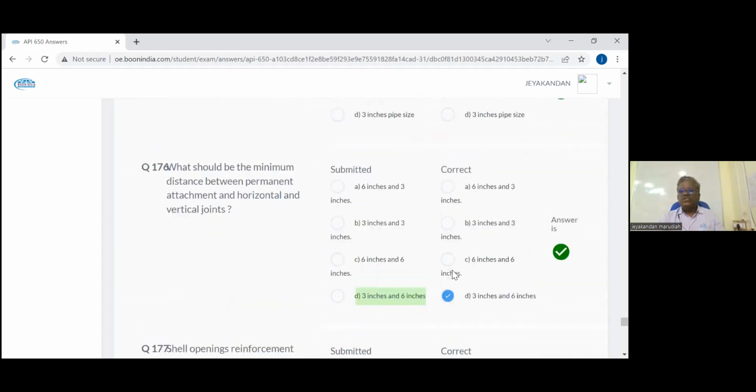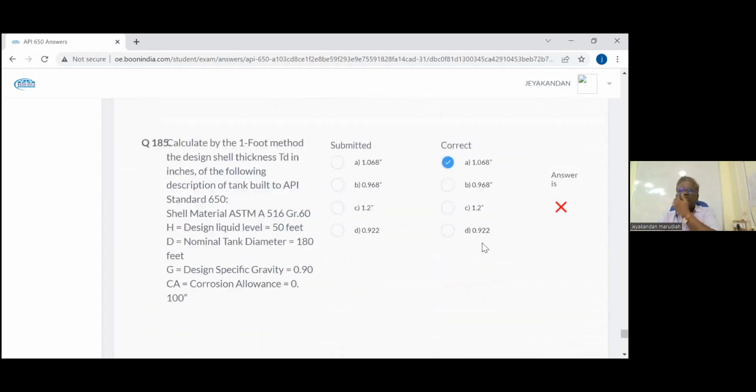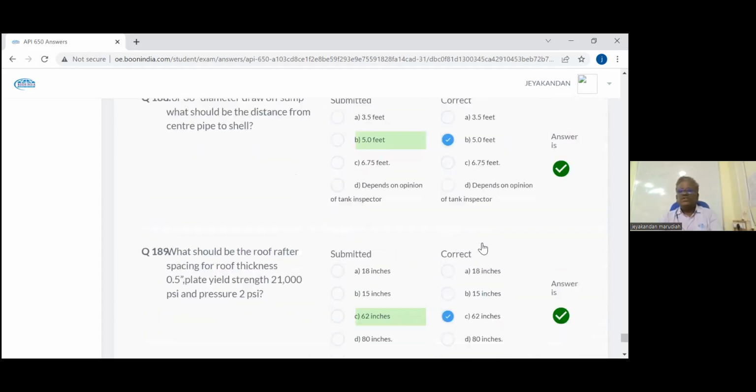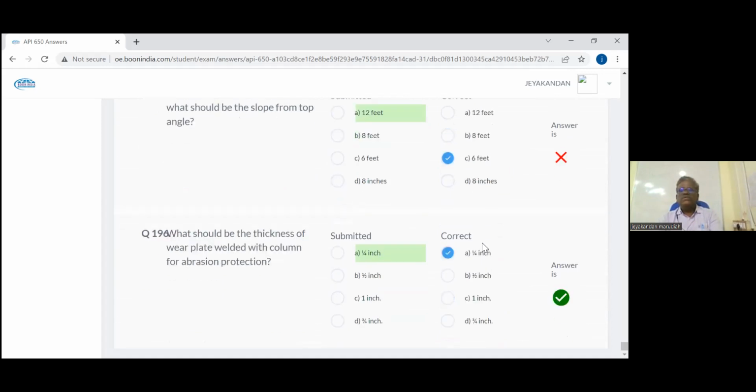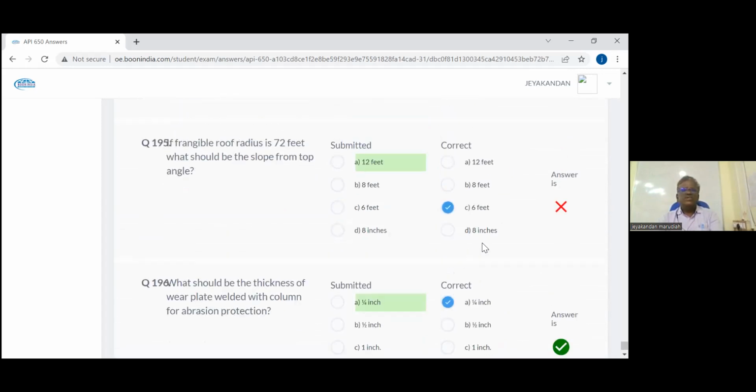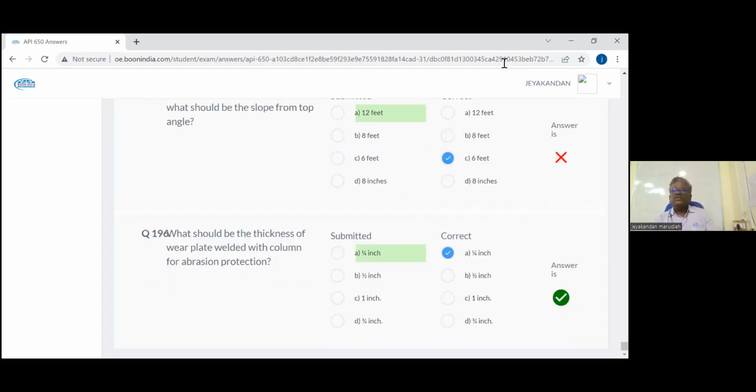These 2 calculations we skipped because we did them yesterday. This calculation we skipped actually. Then I think all this is submitted. For the frangible roof with radius 72 feet, what should be the slope? 2:12. There is a mistake. 72 multiplied by 2 divided by 12 — it is not 6 feet, it should be 12 feet. Now what we submitted is correct. It should be 12; the answer was marked wrongly there.